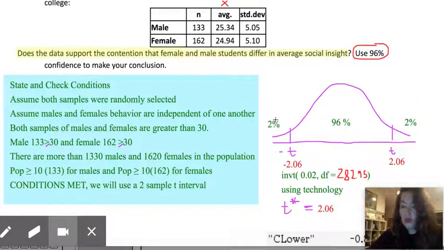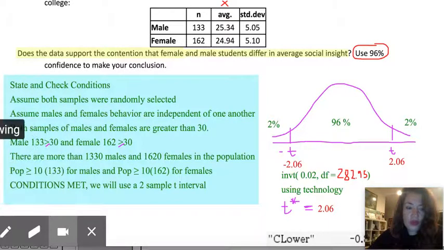So the first thing we should do is state and check the conditions. So we're going to do that twice, for both samples, for the male and the female. So the conditions are the same, where you're going to check to see if it's random, whether their sample size is greater than or equal to 30 or normal, and if the population is greater than or equal to 10 times n. So I went ahead and kind of in paragraph form went through the two samples together.